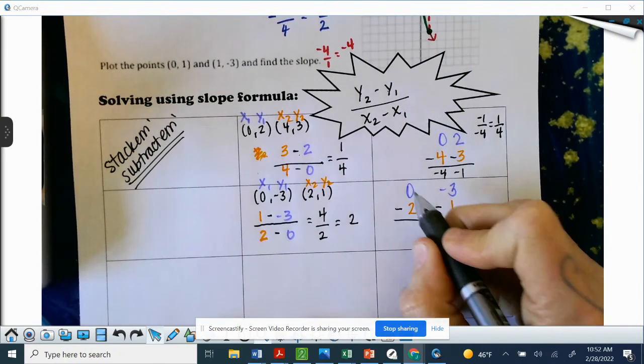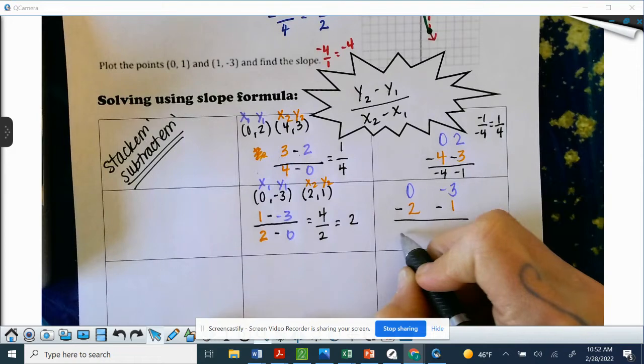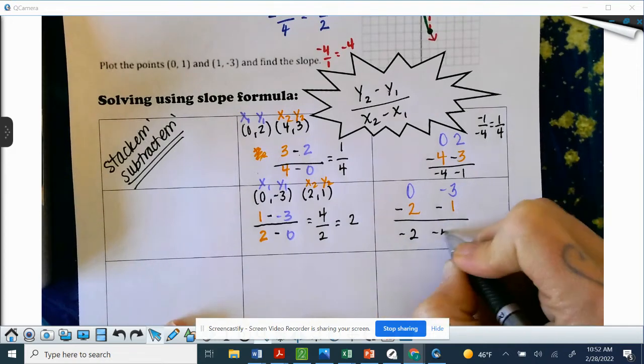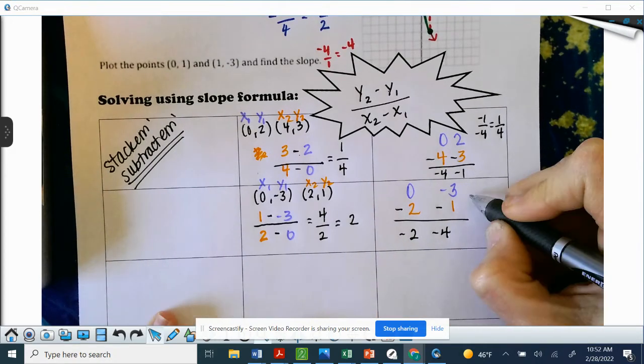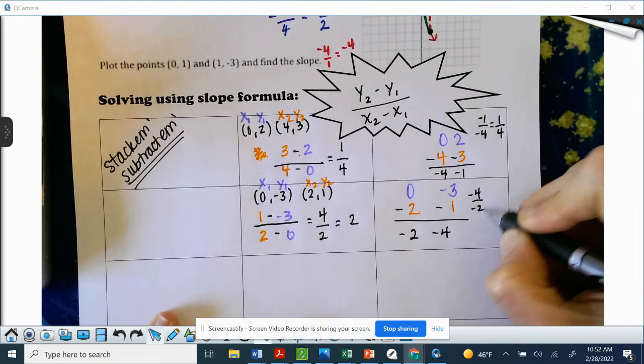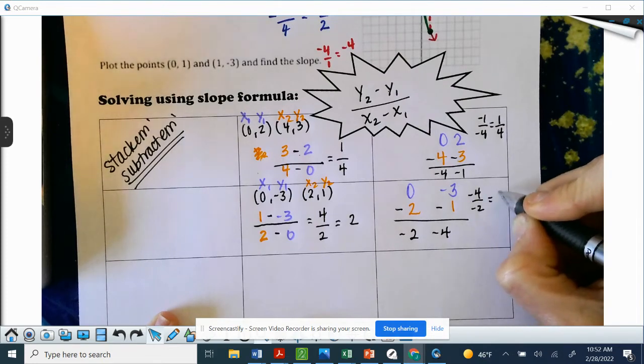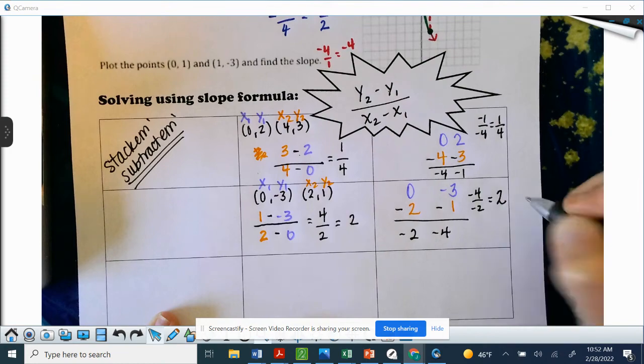So then I have 0 minus 2, which is a -2. -3 minus 1 is a -4. Y is our second column. We know it always goes on top. So -4 and -2 gives me a positive 4 over 2, which we know is 2 as well, just like the previous.